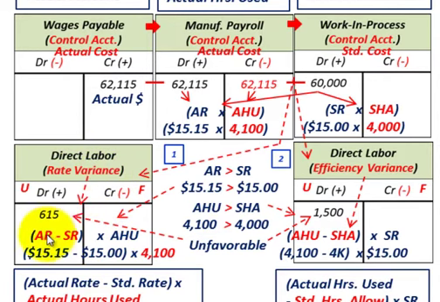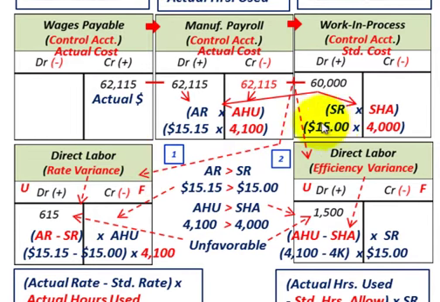Just remember, it's the actual rate on an hourly basis less our standard rate on an hourly basis, times the actual hours used for the project or for the month. Okay, that's direct labor rate variance.